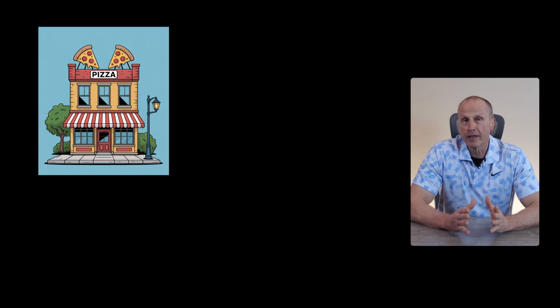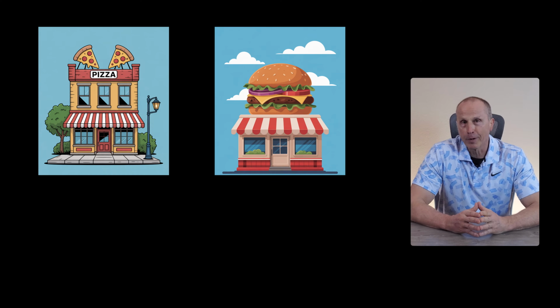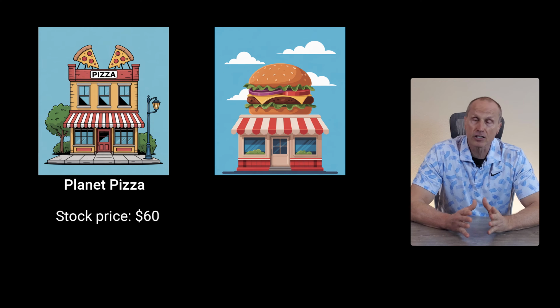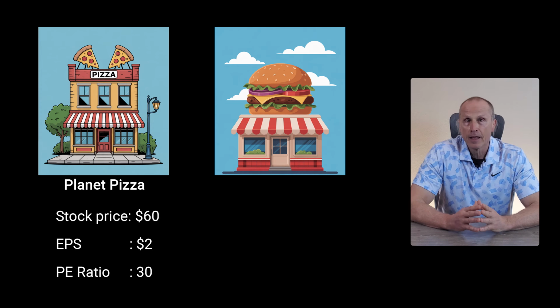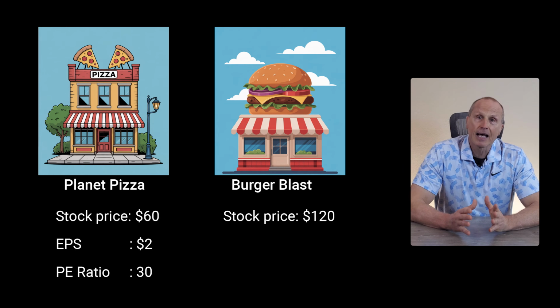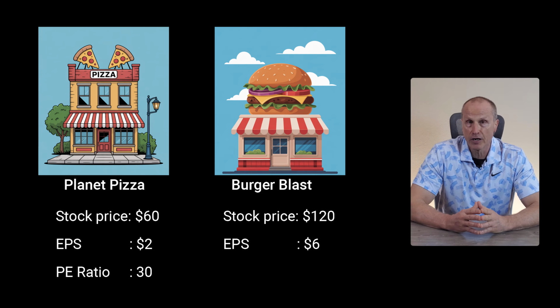So imagine we have two companies in the same industry. Let's say two fast food chains. Just for fun, I'll call one of them Planet Pizza and the other Burger Blast. You're trying to figure out which one might be the better investment. You see that Planet Pizza has a stock price of only $60 and an EPS of $2, giving it a PE ratio of 30. Meanwhile, Burger Blast has a stock price of $120 and an EPS of $6 a share, which gives it a PE ratio of 20.